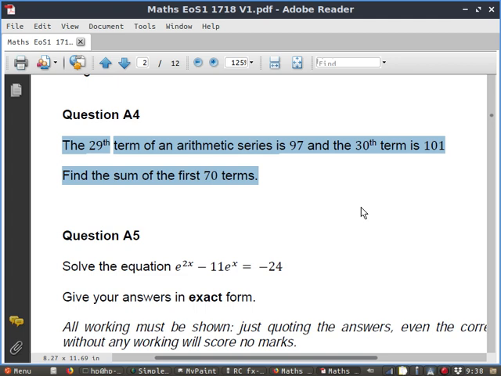And then you can use that quite easily to get the A, right? And then finally you can get S70. So let's see if you can do that. It shouldn't take you much time. Give it a go now. It should only take you like 1 minute.